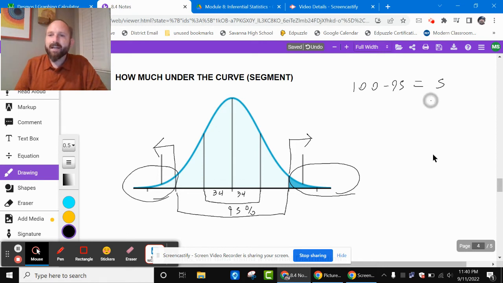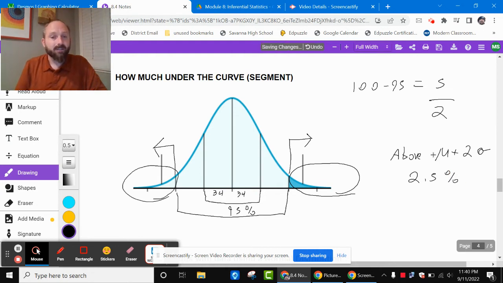So we're now going to divide it by 2. So the area under the curve, 2 standard deviations above the mean plus 2 standard deviations would be 2.5%. So 2.5% of the population is above 2 standard deviations of the population mean. Let's go on.